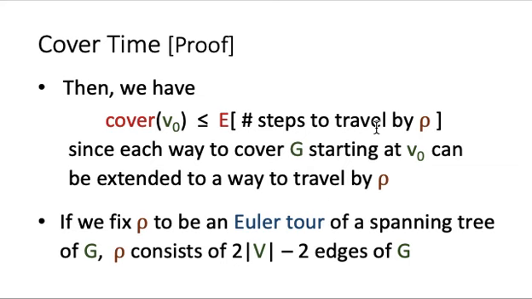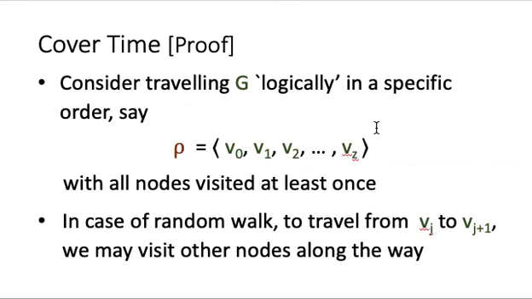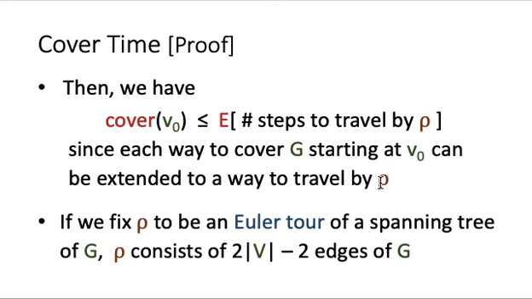We haven't specified rho. We just mentioned that whenever rho has this property, this is correct. And now, to help our analysis, let us fix rho to be an Euler tour of a spanning tree of G, where rho will consist of 2 times V minus 2 edges of G. So what is meant by a spanning tree of a graph, and what is meant by an Euler tour?